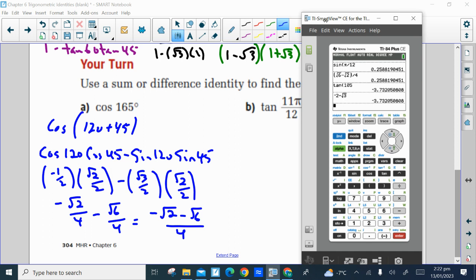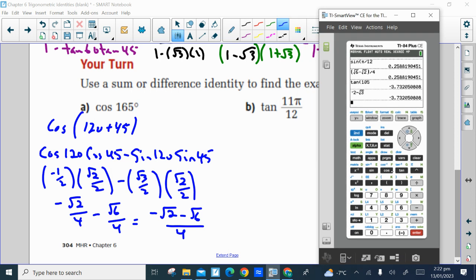Which again, we can check in our calculator. We're in degree mode, so the cosine of 165 is that decimal. That's what we should get if we check the answer we got as an exact value. So negative root 2, take away root 6, all divided by 4. Same decimal. Should never get these wrong. Can always check them.